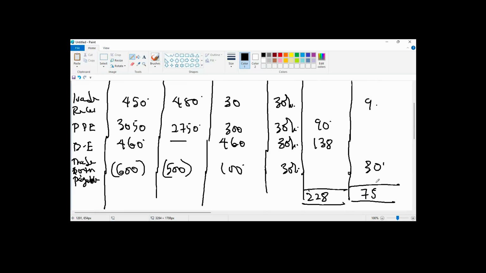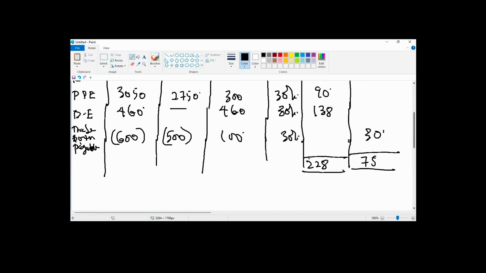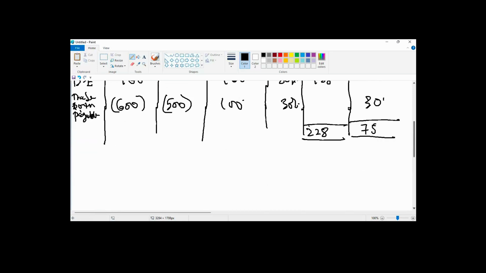The question says identify temporary difference. We have done that. It does not say calculate the one that goes to the POA. It says deferred tax balance as at 31st October 2021.